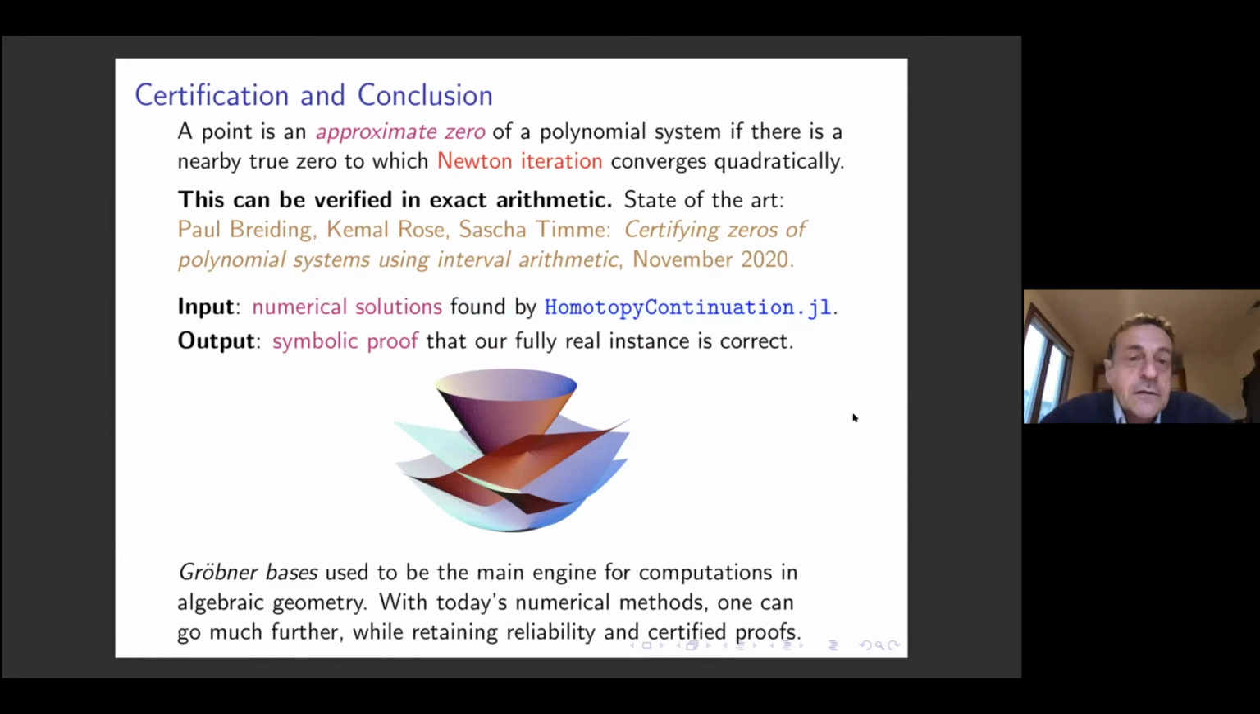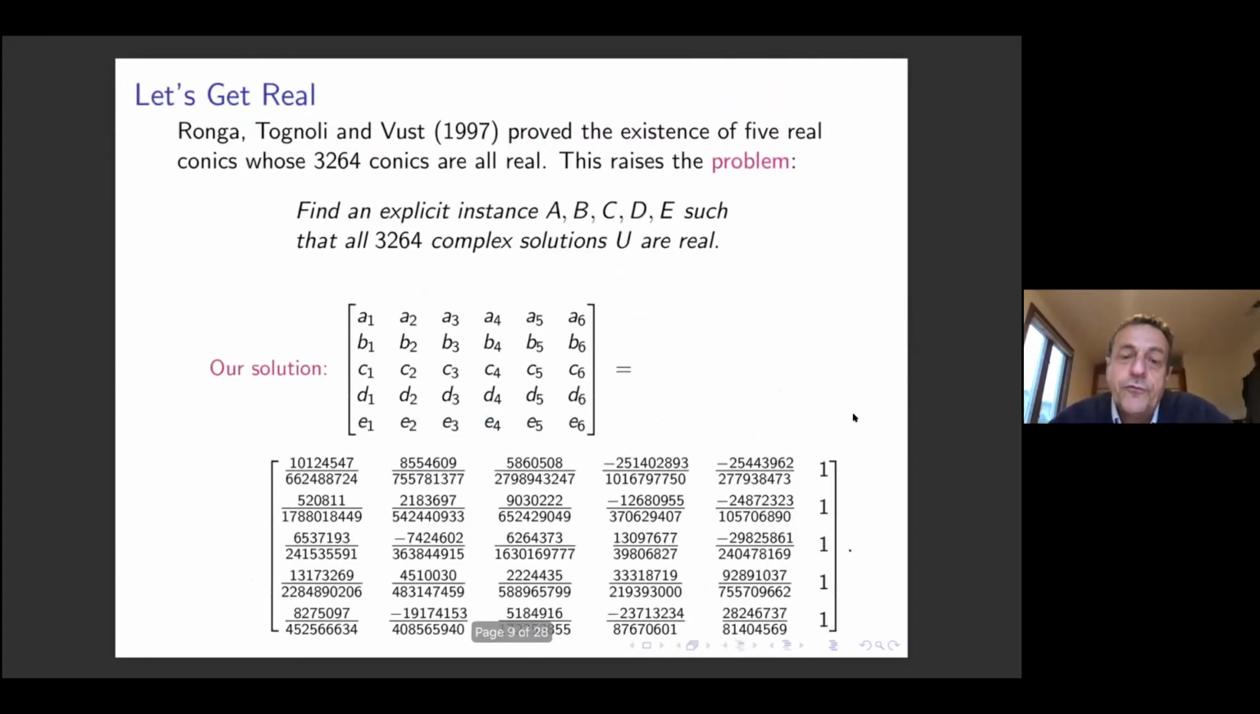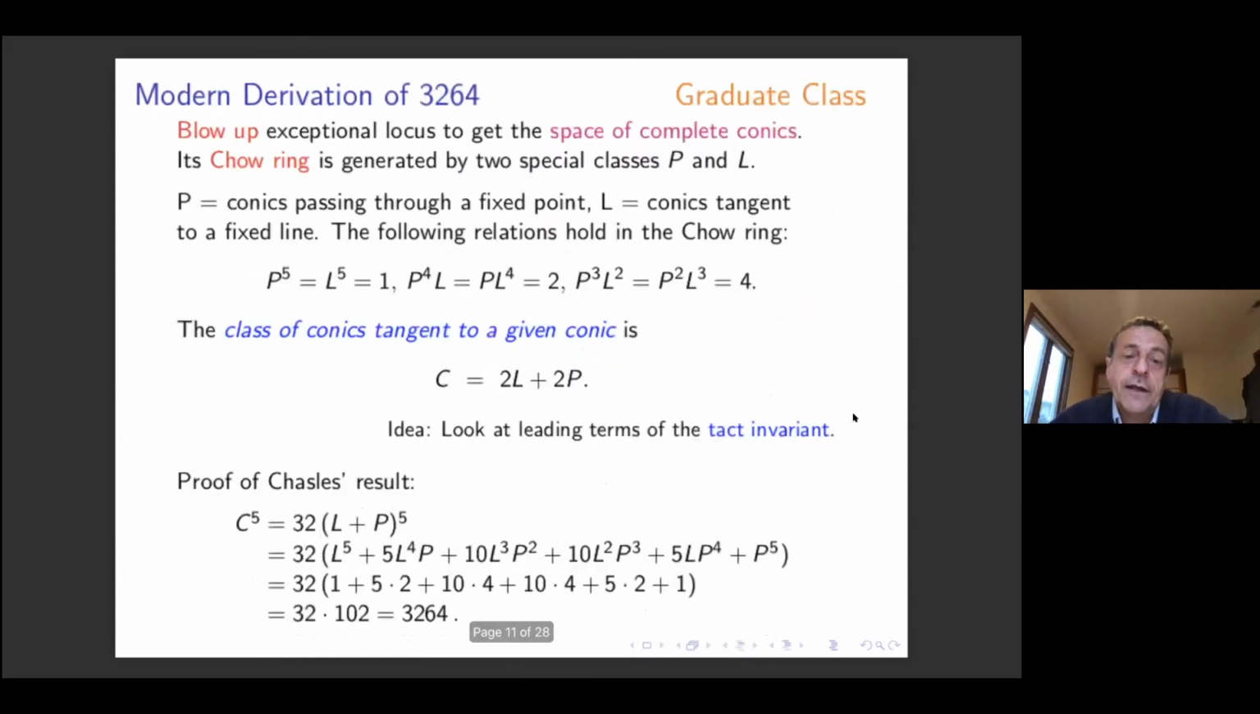So using state-of-the-art a posteriori certification, we came up with a proof. This is a proof that this is a correct instance, that all the red conics that you see in the animation are in fact correct.